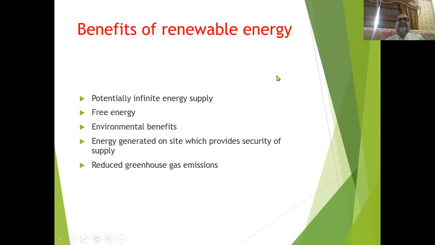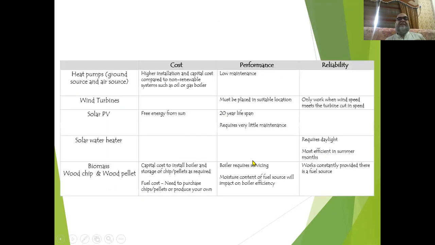So, what are the benefits? Infinite resources, free energy, environmentally good, provides security of supply, and reduces greenhouse gas emissions. So let's summarize this. Heat pumps, the ground source and air source, have higher installation and capital cost compared to non-renewable systems such as oil or gas boiler or geyser even. It has a low maintenance cost.